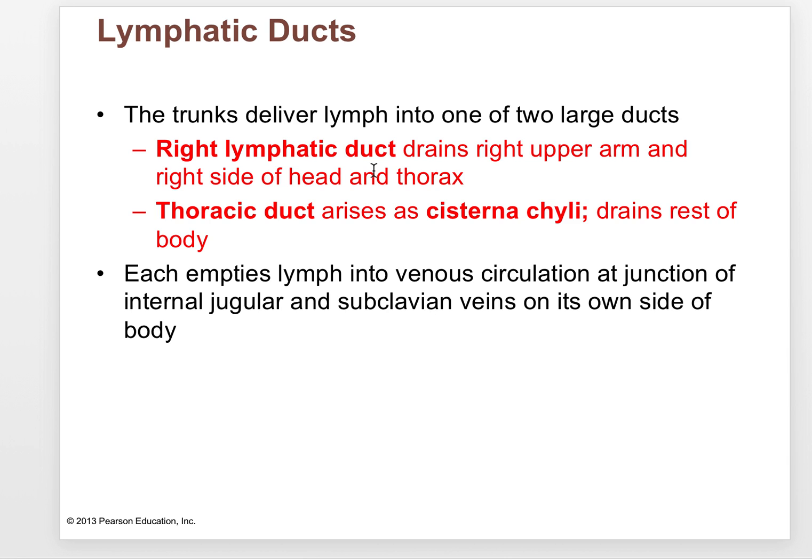The trunks deliver lymph into one or two large ducts. So the ducts are the largest of the lymphatic vessels. There's the right lymphatic duct, which drains the right arm and the right side of the head and the thorax. And the thoracic duct drains the rest of the body.